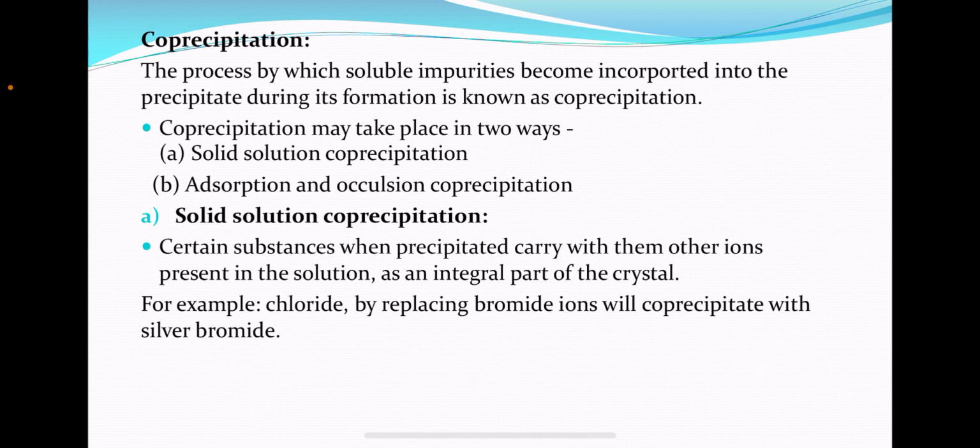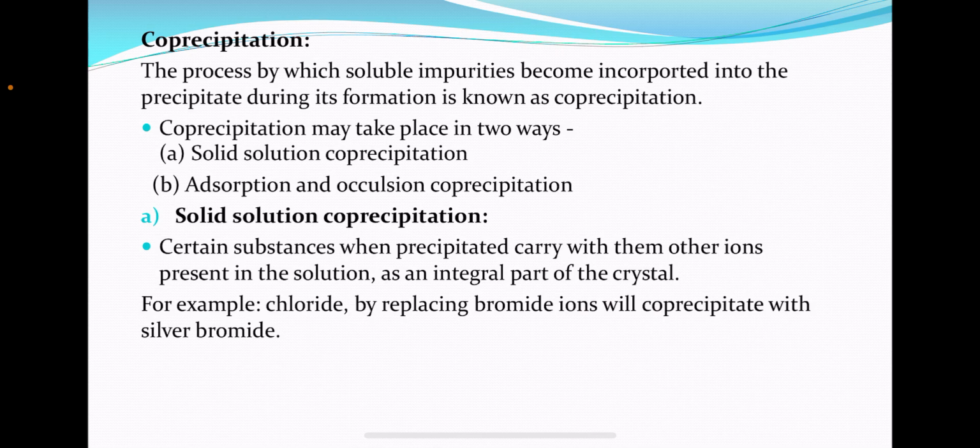That means the cation has taken an anion along with it, and both of them are going to form a crystal. Okay, so such substances are called solid solution coprecipitates, and the process is called solid solution coprecipitation.